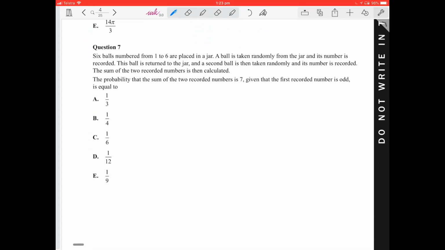6 balls number 1 to 6 placed in a jar. A ball is taken randomly from the jar, and it's recorded. This ball is then returned to the jar. Second ball is drawn randomly, and its number is recorded. The sum of the two numbers is then calculated. Find the probability that the sum of the two recorded numbers is 7, given the first number is odd.